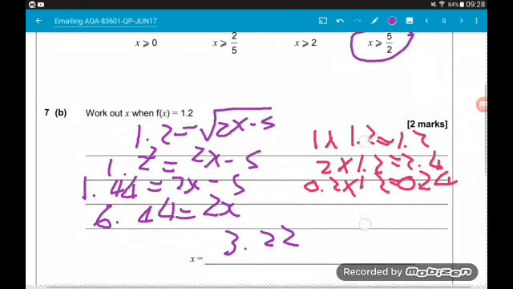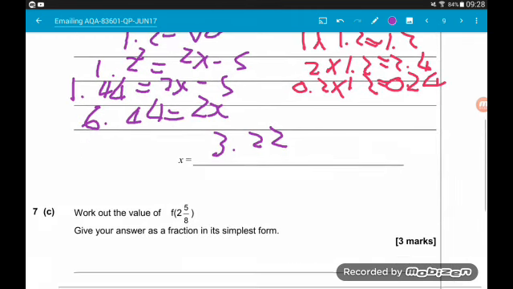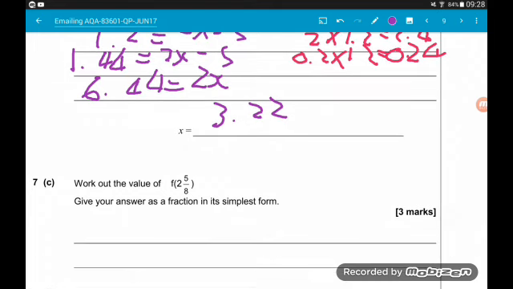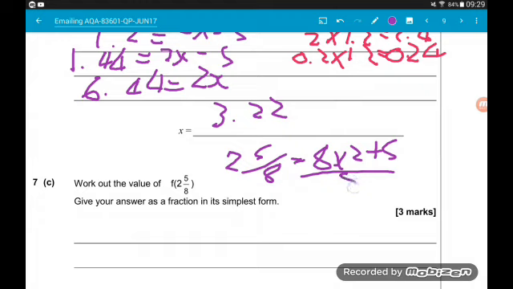And then part C asks us to work out the value of f of 2 and 5/8, giving our answer as a fraction in its simplest form. So first thing I'm going to do here is write 2 and 5/8 as an improper fraction. So 2 and 5/8 is 8 times 2 plus 5 all over 8. 8 times 2 is 16, plus 5 is 21. So we've got 21/8.